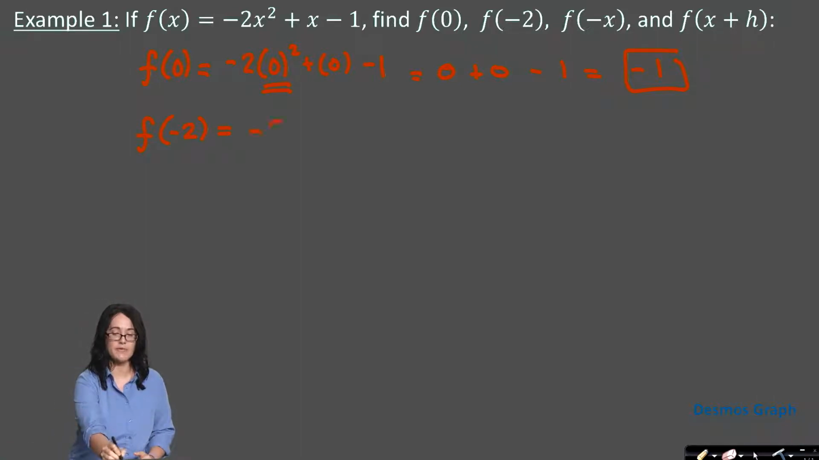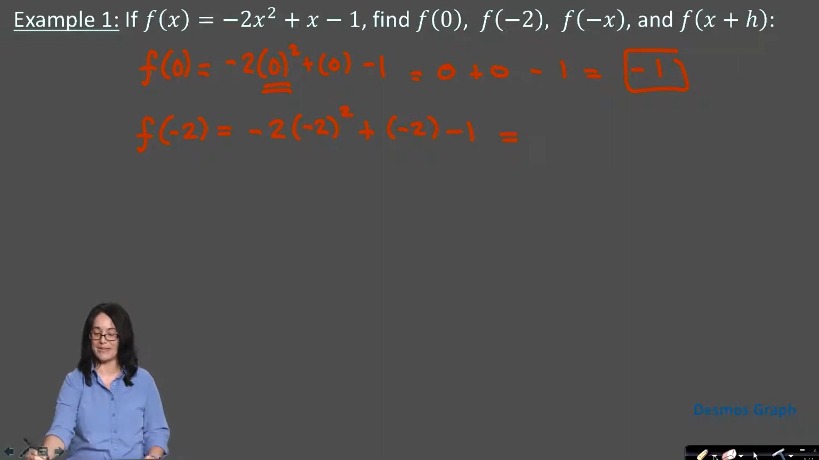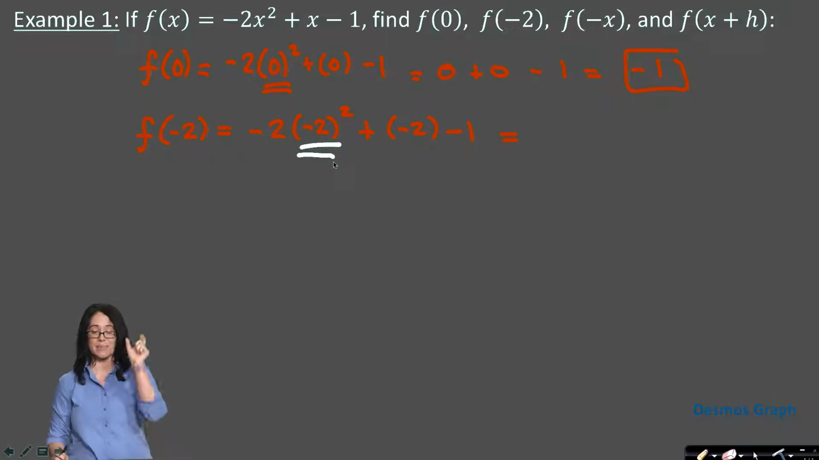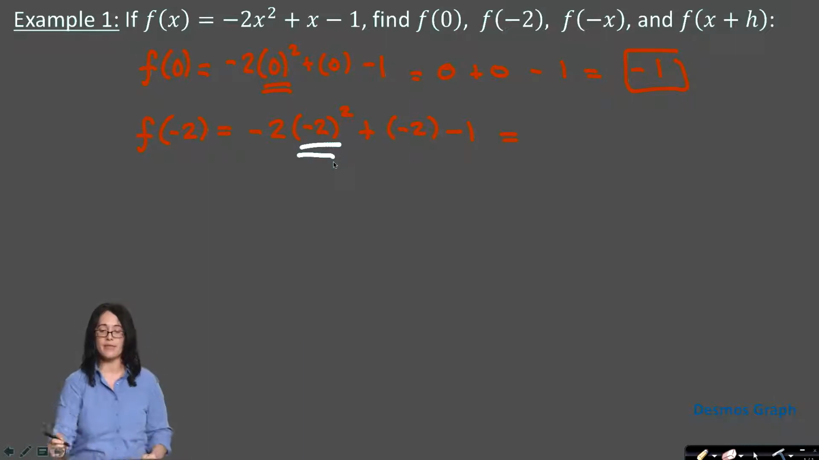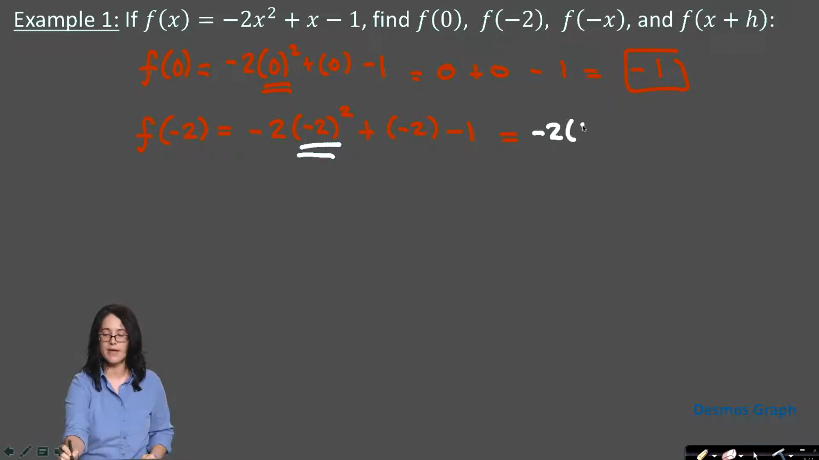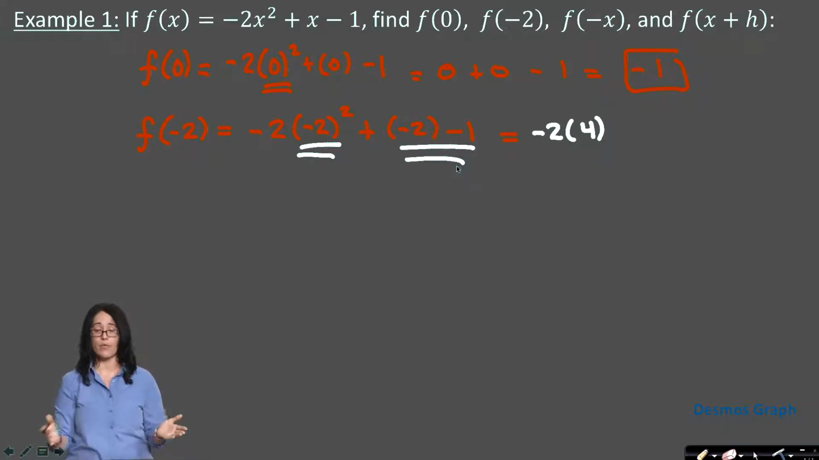So you had to do negative 2 times the input of negative 2 to the second power plus the input again of negative 2 minus 1. So what was your output? Did you get the right answer? Let's take a look. So you first would have done negative 2 to the second power, which is 4. Then you would have multiplied negative 2 times 4. And then finally, you can add and subtract in any order from left to right.